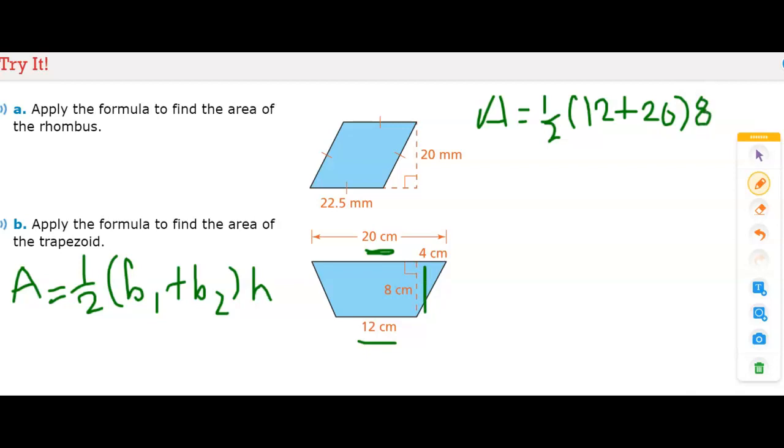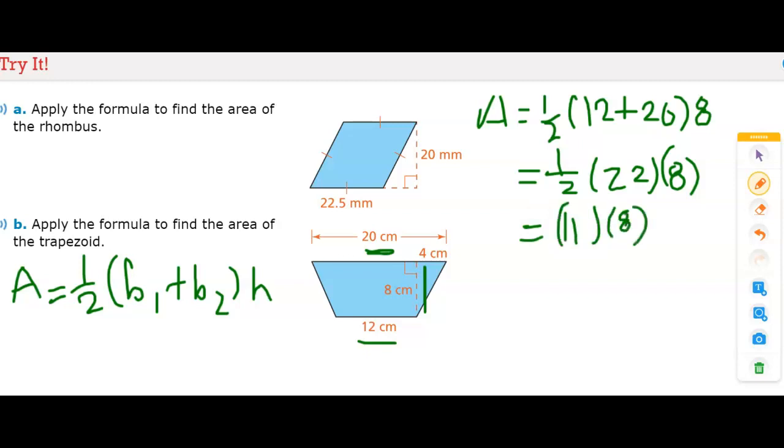Okay. And now we go ahead and solve it. So do parentheses first because we're doing order of operations. So 12 plus 20 is 32. So now we have 1/2 times 32 times 8, right? And so now we can do 32 times 8, or we could do 1/2 times 32. I'm going to do 1/2 times 32 because that will be dividing 32 by 2, which will give me 16. And then I have 16 times 8, and then that gives me 128. And so my area is 128 centimeters squared.